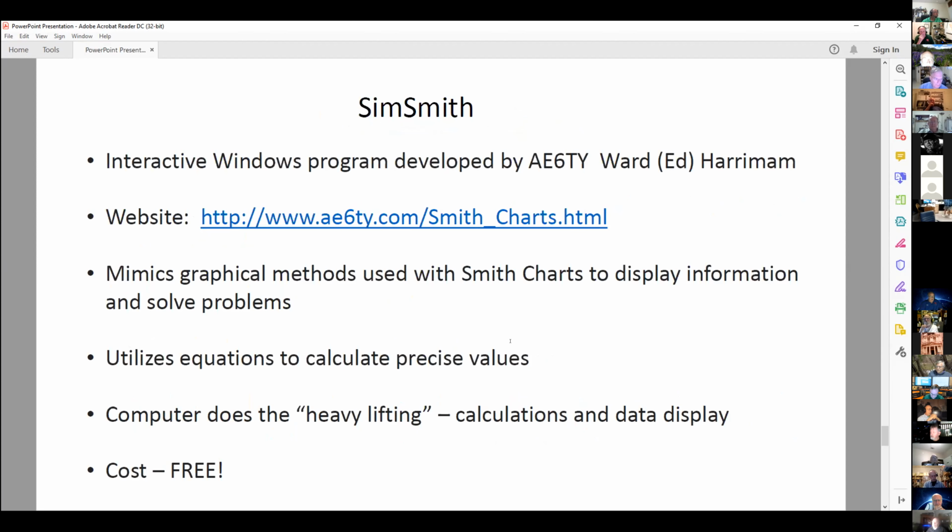So I'm going to now change, and I've got another slide or two here, and then I'm going to actually run SimSmith and show you some of these things, which I think will be a lot more meaningful.